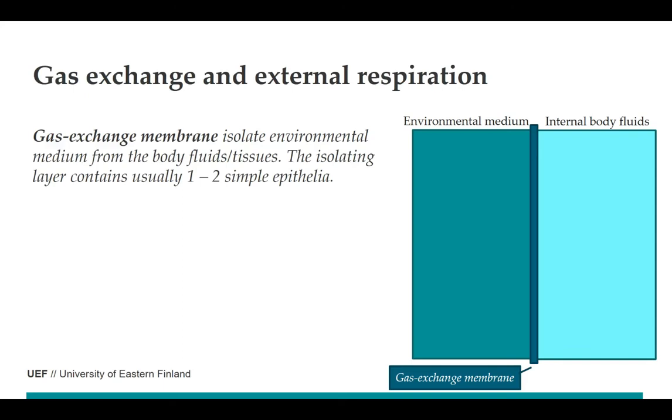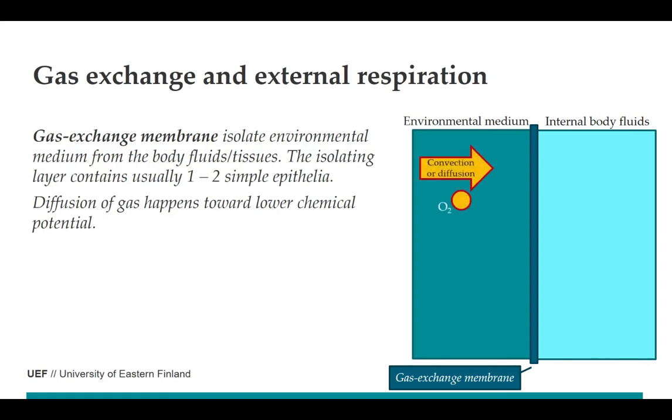But anyway, there is some gap between them. And if you have a larger gap, then this diffusion is not working anymore. This diffusion of gas happens toward lower chemical potential, meaning lower partial pressure. So if you have oxygen, there can be either convection or diffusion of oxygen in the environmental medium, then through this membrane and into the internal body fluids.